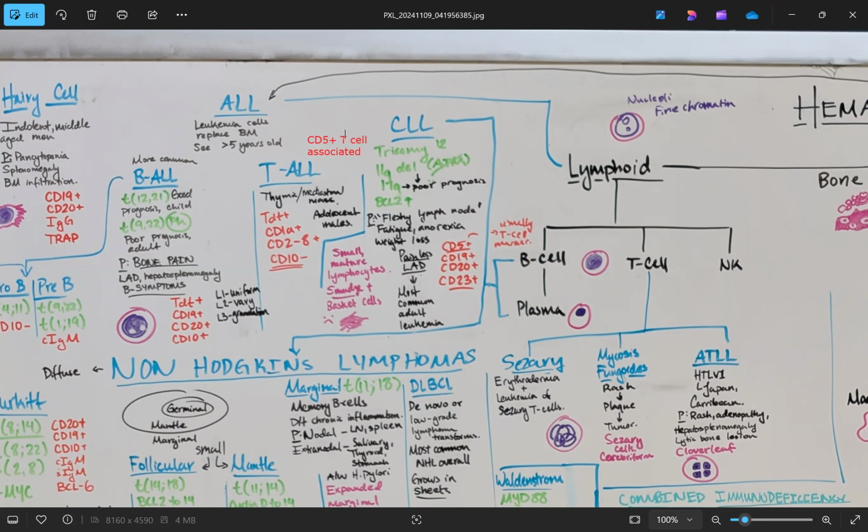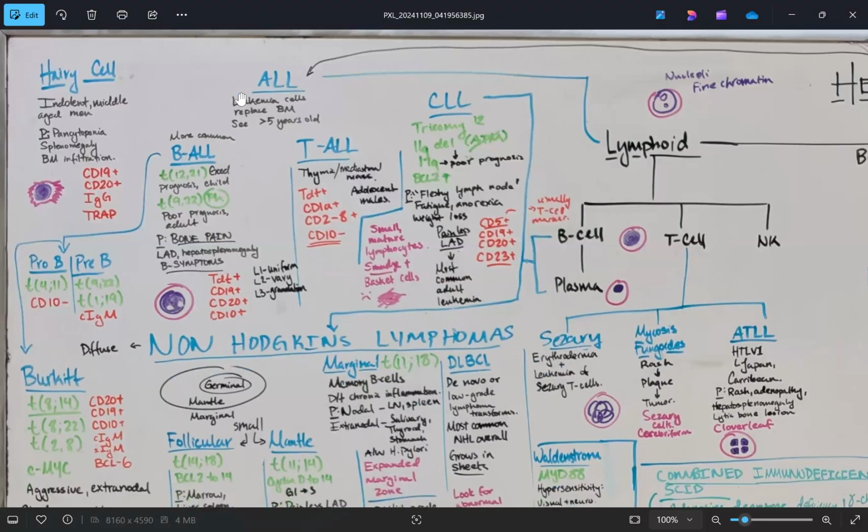Moving on to hairy cell. Oh, hairy cell, just because it's in the corner there. It's an indolent disease and it presents mostly in middle-aged men. It presents with pancytopenia, splenomegaly, and bone marrow infiltration. It's not the most specific disease when you have the presentation like this.